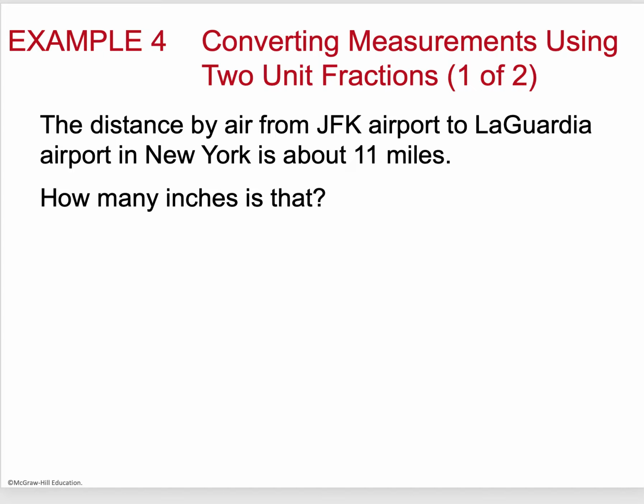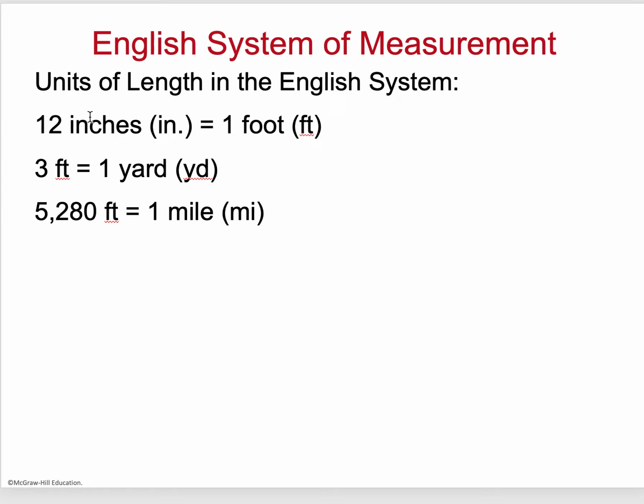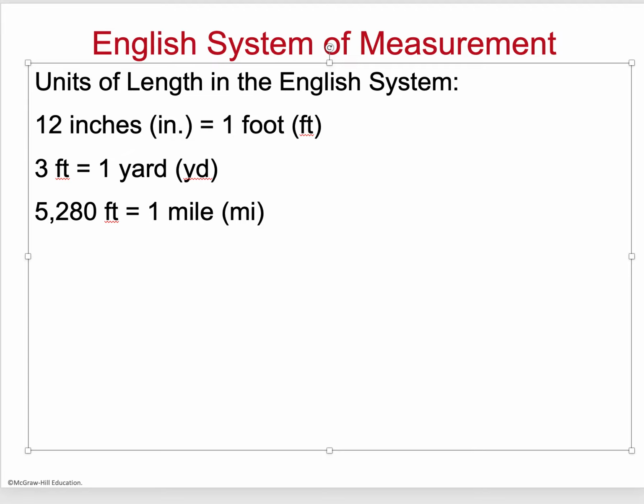So what if I want to convert measures using 2 unit fractions? These are 2-step conversions, which means I cannot go straight from one measurement to another. So if I want to go from miles to inches, you cannot make that jump. You have to first go from miles to feet and then feet to inches, because if you look at your conversion factor slide, I do not have a conversion factor from miles to inches, but I can go from miles to feet and then feet to inches.